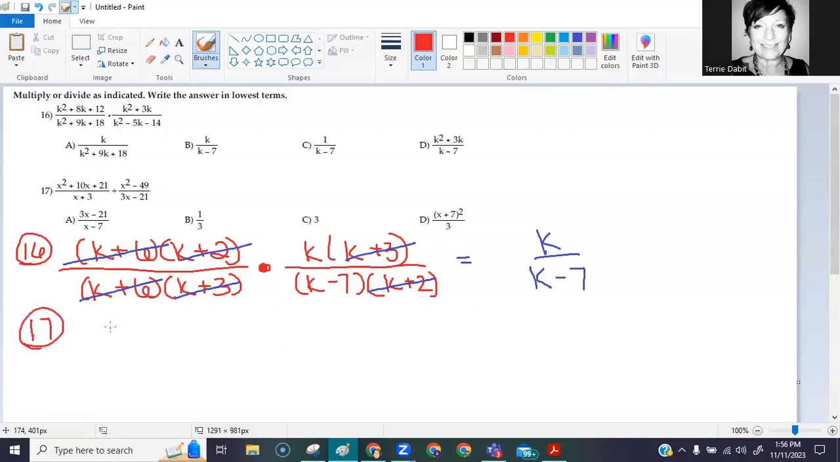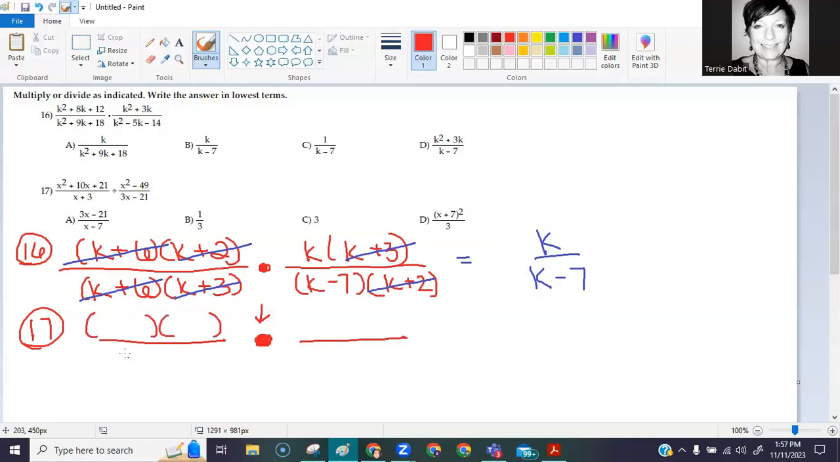In number 17, it's a division problem. So we have to remember to flip the second one and also change your division to a multiplication. So we're going to flip this one. We'll get it set up and factor it.